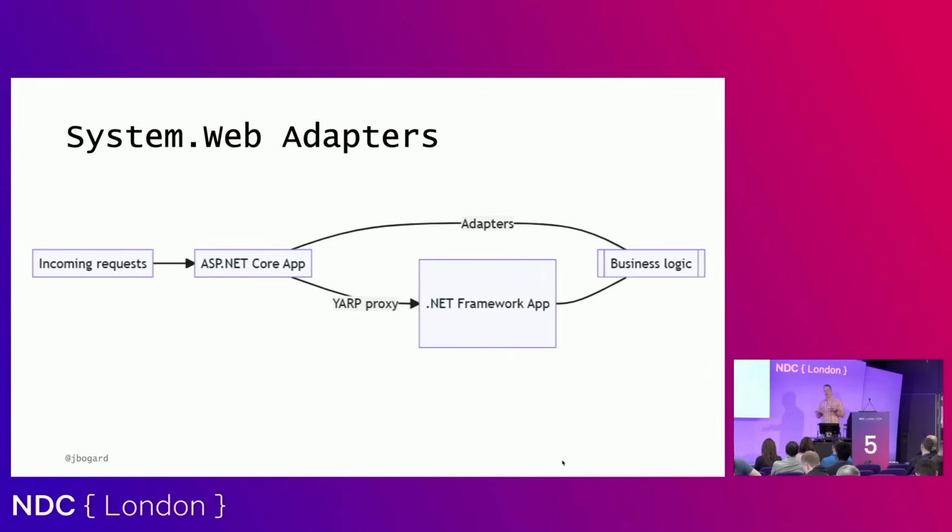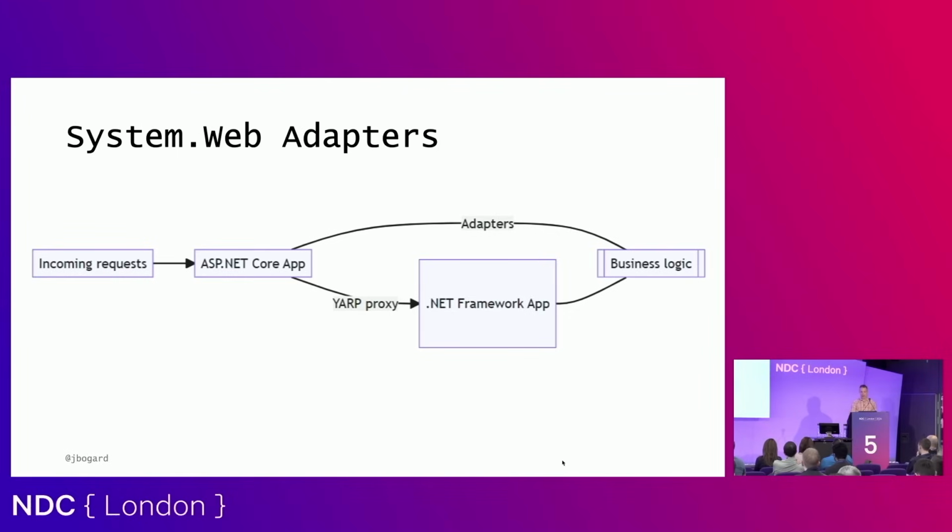Again, this is only really useful if you have a bunch of code in your business logic doing System.Web stuff, which hopefully you don't, right? You probably shouldn't have a bunch of System.Web stuff in your business logic, but in case you do, those adapters are there. So now we just, quote, migrate one at a time individual controllers with all their actions, all their views, over to the ASP.NET Core application.